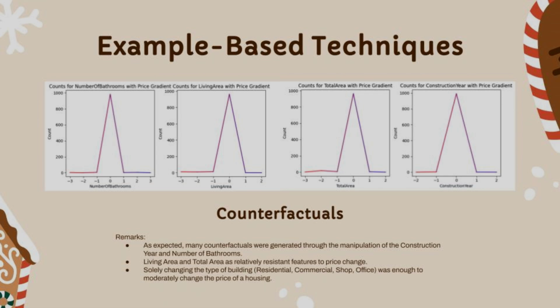We then visualized the data using gradient graphs to better understand the changes across features. The x-axis represents the value of the feature, the y-axis the frequency of that value, and the color gradient in the line represents the changing of average pricing, from red representing low average price to blue which represents high average price. As expected, many counterfactuals were generated through the manipulation of the construction year and number of bathrooms.